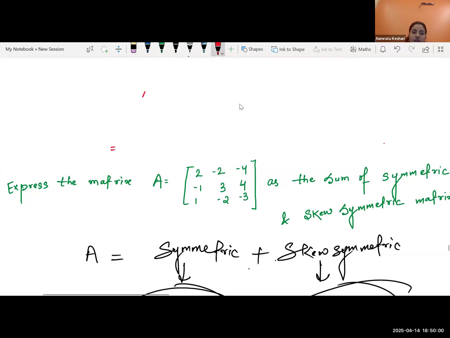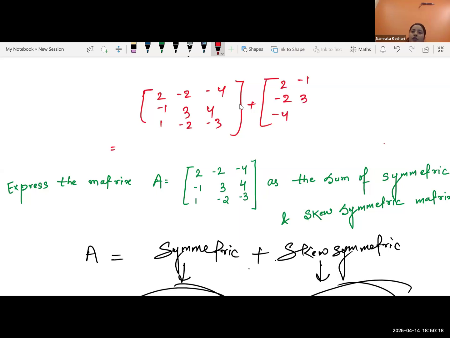So A plus A transpose. Our A is 2, minus 4, negative 1, 3, 4, 1, minus 2, minus 3. And we'll be having plus A transpose, that means 2, minus 2, minus 4, minus 1, 3, 4, whatever way you write. It has to be, we are just changing the column to row, or row to column, it's the same thing.